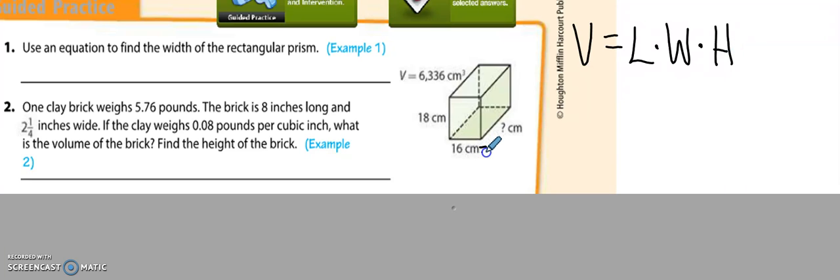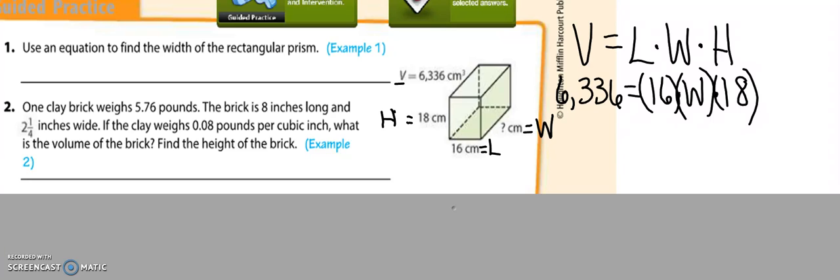So I have length is 16. The height is going to be 18, and the width is the unknown value. I also already have the volume, so I'm going to now substitute all of my values into the formula. Volume was 6,000. Pause your screen and you can do that on your own. Hopefully you got all of those values substituted.